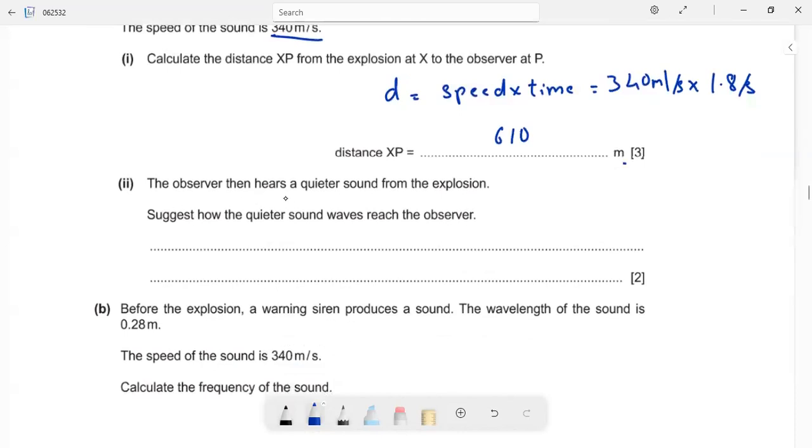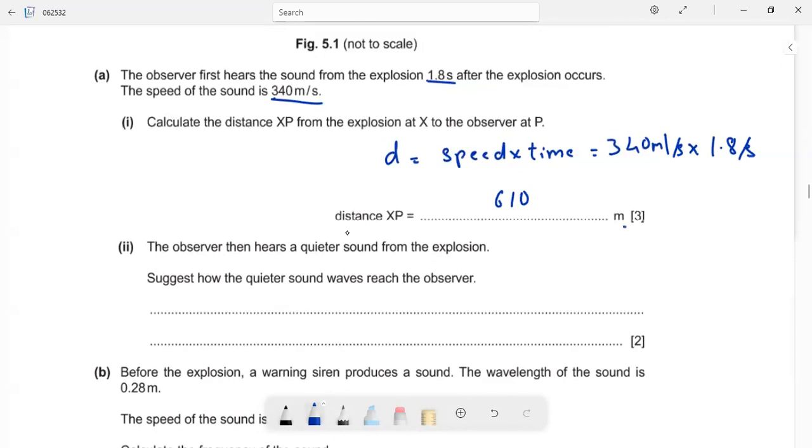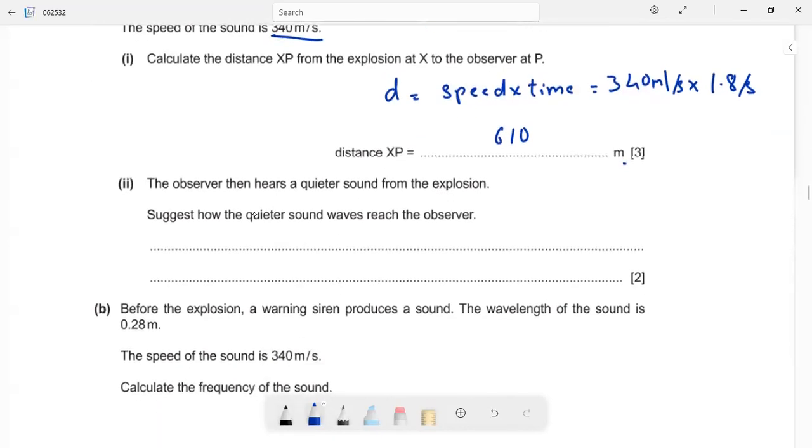The observer then hears a second sound from the explosion. So this is how the sound waves reach the observer. Again he is hearing a small sound. So that is an echo. It is an echo from rocks.